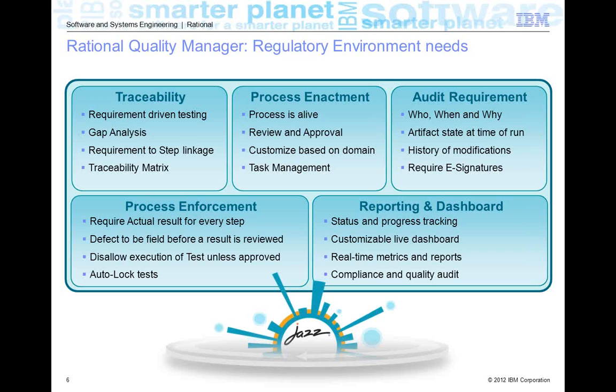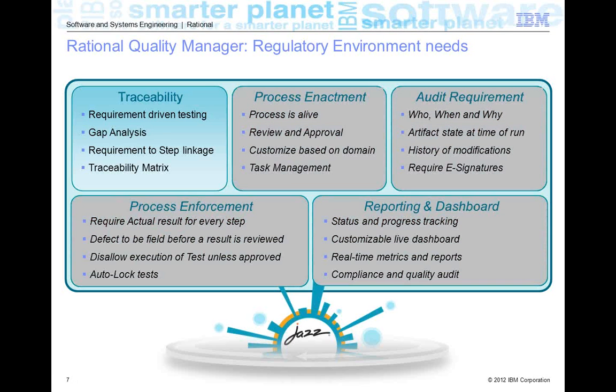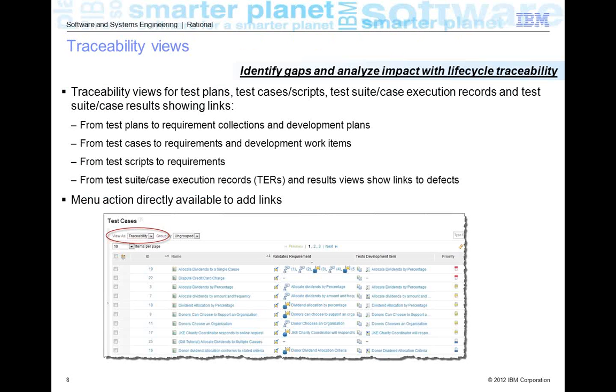And then different process enforcements will happen. If a test step fails, then you have to mention the actual results for that step. Defects should be filed before the test result is reviewed or approved, and things like that. So we'll walk through these in detail. Again, dashboarding and reporting will be required in this. So let's look at traceability.